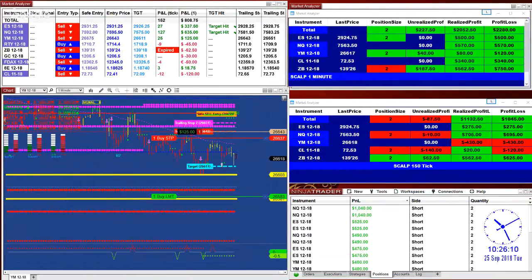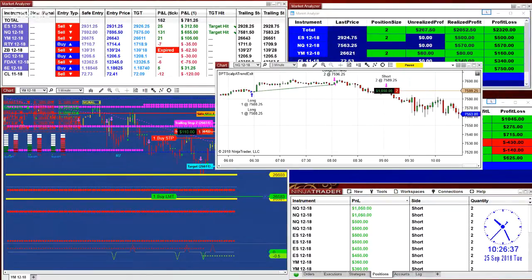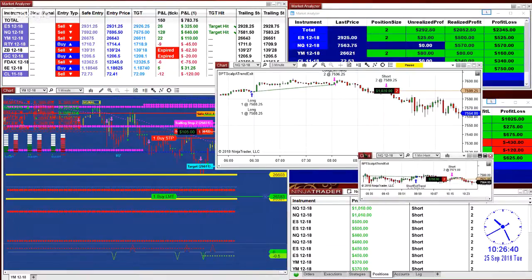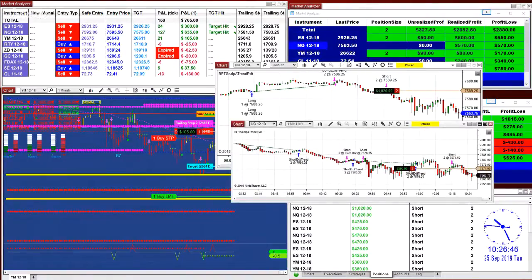Right now we are still on a lot of shorts on the swing trading here from the market analyzer. We still have a lot of shorts on the Nasdaq, ES and YM. Let's look at them. We still have a short on the Nasdaq. This is the 3 minutes, and this is the 1 minute. We have a lot of chop in the market actually.